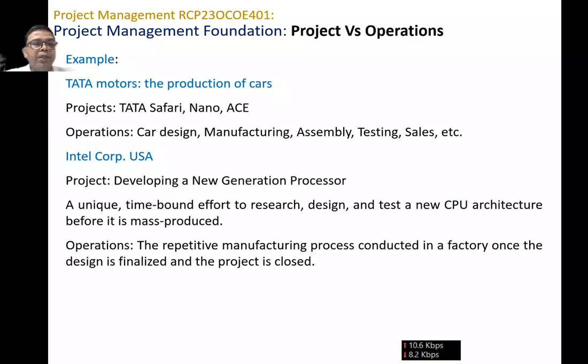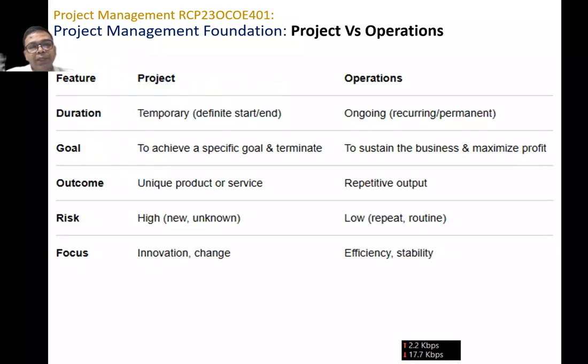Let us take another example. We know there is an Intel Corporation in USA which builds different projects like developing a new generation processor. Now, a unique time-bound effort to research, design and test a new CPU architecture before it is mass produced is a project. Whereas the repetitive manufacturing process conducted in a factory once the design is finalized and the project is closed is called operations. I hope these two examples have sufficiently made you aware of the difference between what is a project and what are operations. Now, in summary, let us look at the difference between the project and operations.